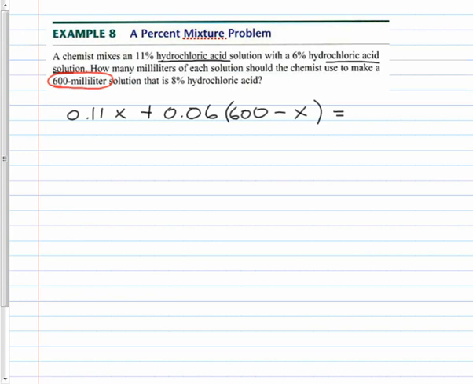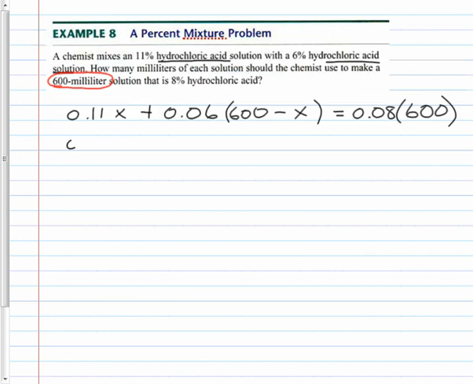Now, when I'm done, I get a total, and it happens to be an 8% solution. Okay? 0.08 times the amount that I have. Here's x, here's x. What's the total amount that I have? It's not hard, don't make it hard. 600. There's our equation. It's a mixture problem just like before.